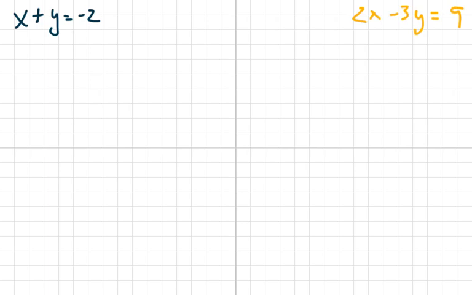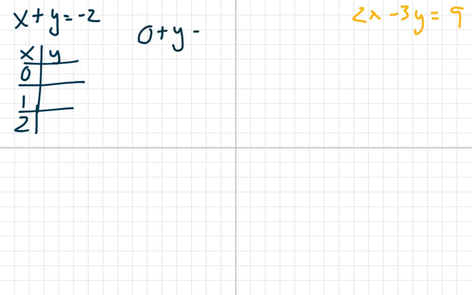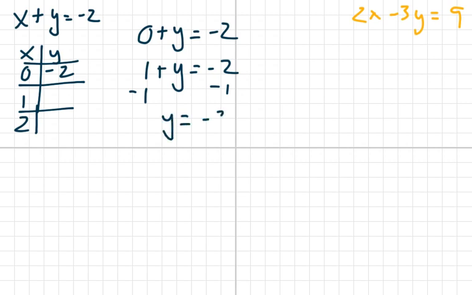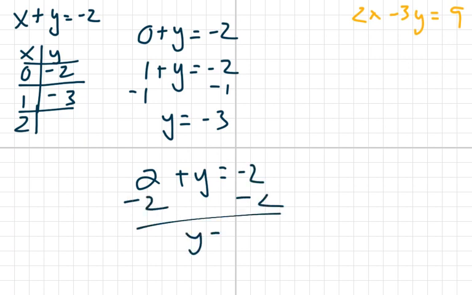So as a quick review, we'll build a table, pick nice easy numbers, okay? So we'll pick 0, 1, 2. And I'm going to do the scratch work over here. So 0 plus y equals -2. So y would be -2. 1 plus y equals -2. So we'll go ahead and subtract 1, and y is equal to -3. And 2. Actually, I guess it's fine. 2 plus y equals -2, and we're subtracting 2, so y is equal to -4.